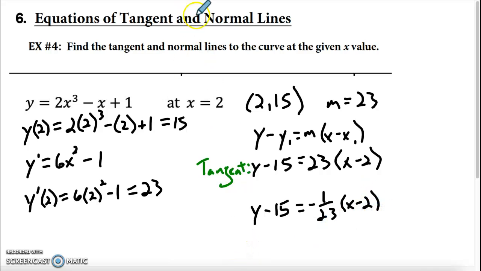And we said we could leave our answers just like this. You don't need to simplify to put it in slope-intercept form unless the directions specifically say so, but for most of what we do, we can just leave our answer just like this.